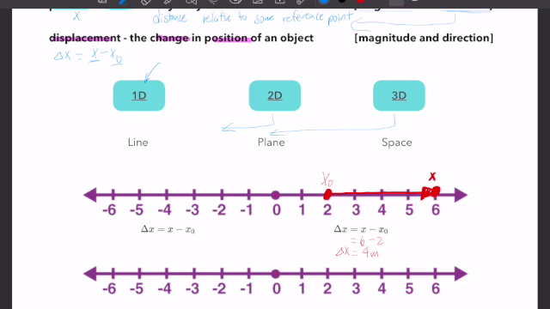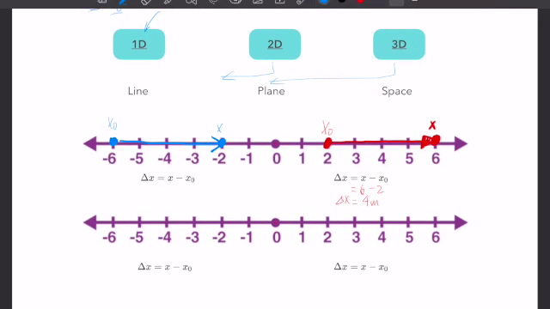Similarly, we could start here at a position of -6. And we can end up at a position of -2. And that is the instantaneous position. We draw an arrow indicating the direction of our motion. And to use our formula to compute that displacement, well, we ended up at -2 minus the initial position, which was -6, which works out to be 4 meters.